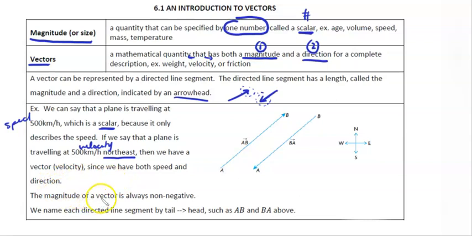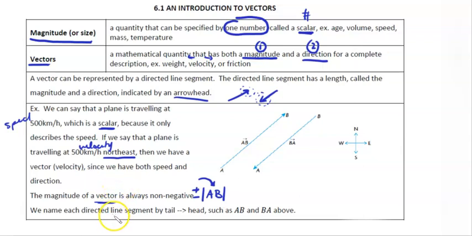And the magnitude of the vector is always non-negative. So when we're actually talking about the magnitude, we're talking about the absolute value of, for example, AB. So magnitude, we're just focusing on the number, and then if it's positive or negative, that would be the direction. Again, vector, we have both magnitude and direction.